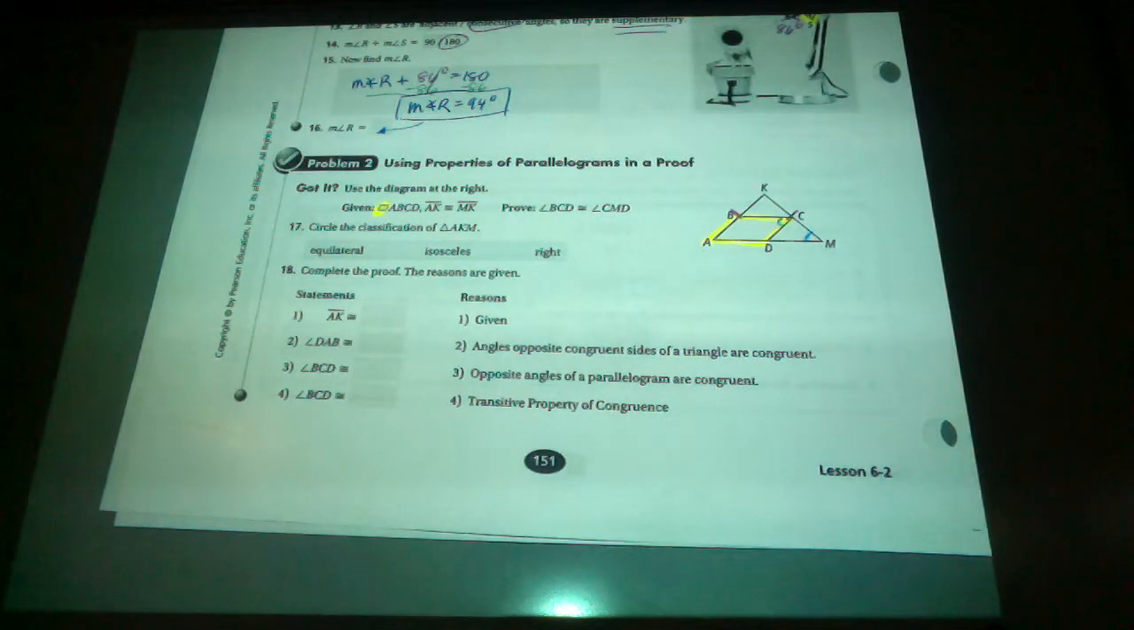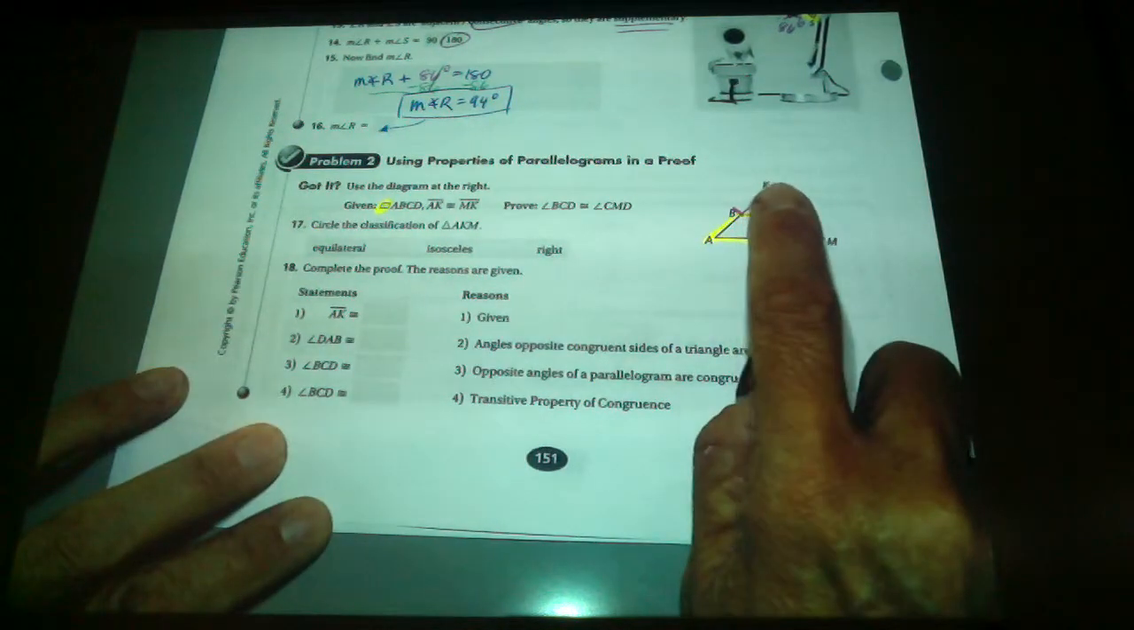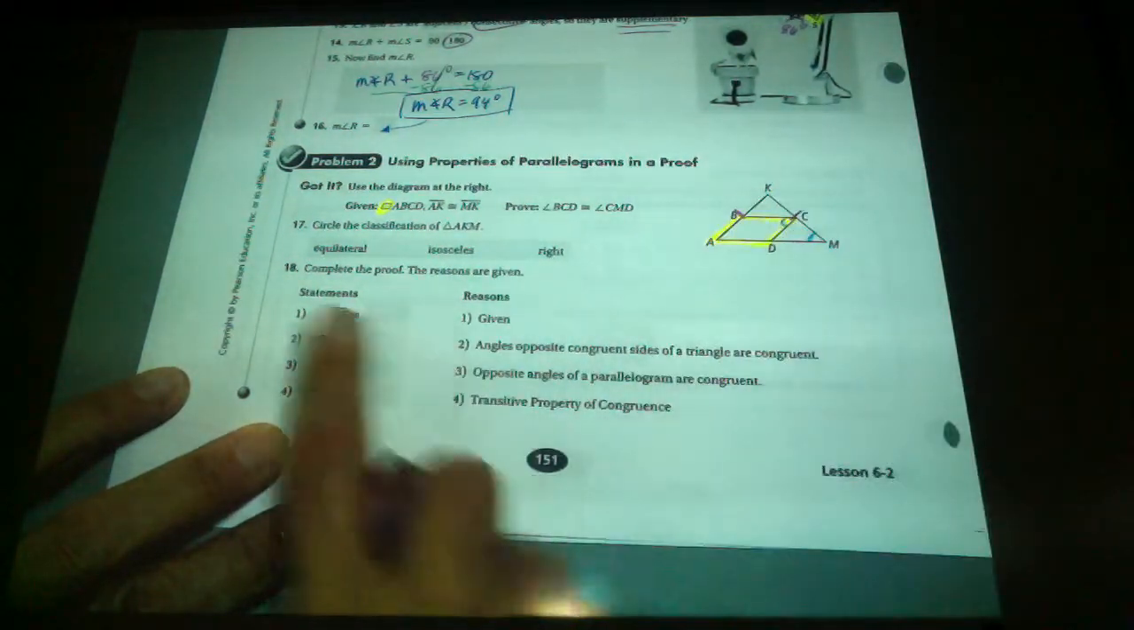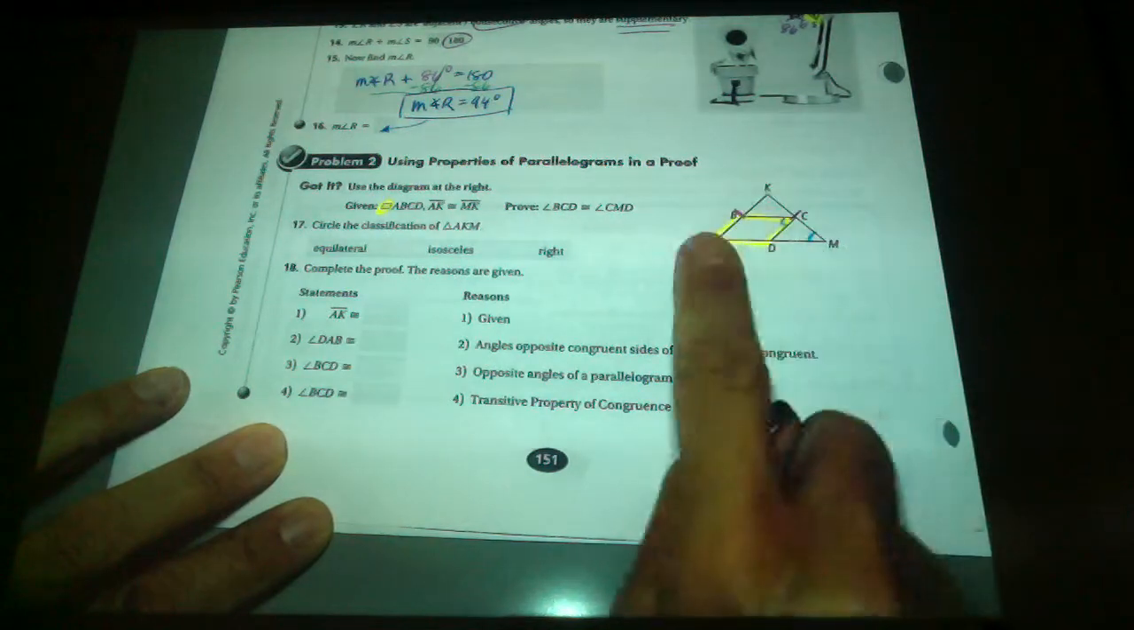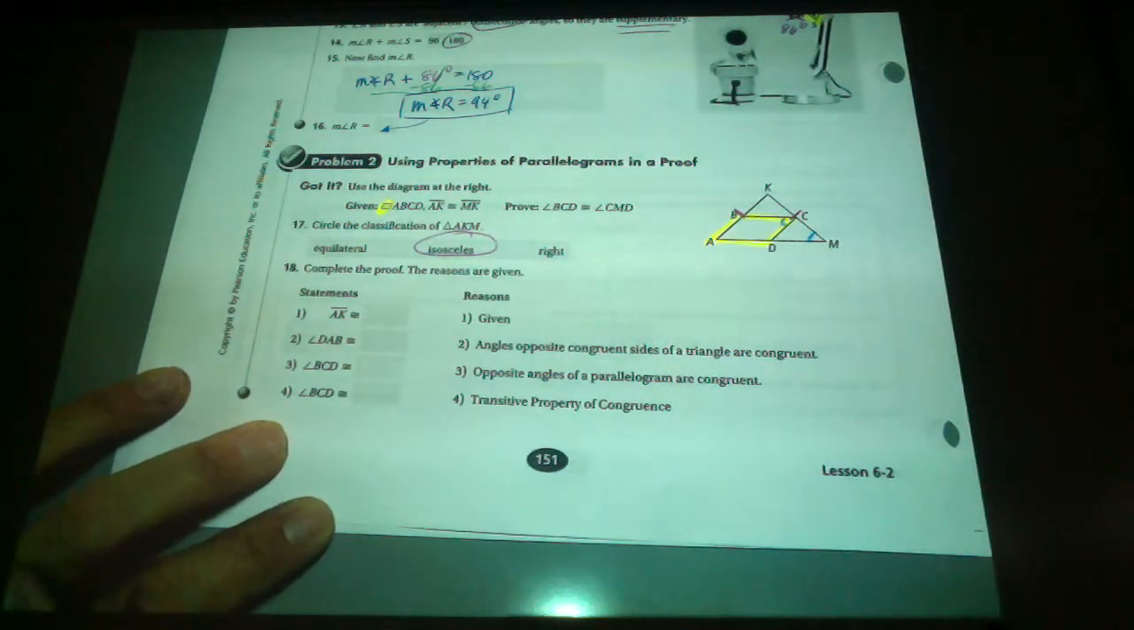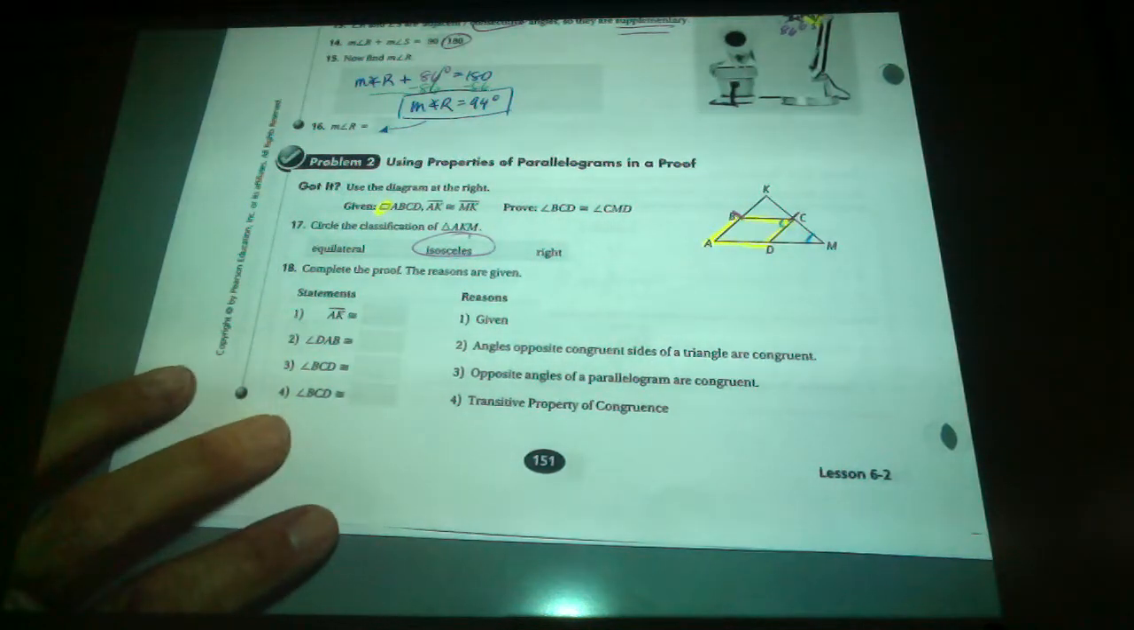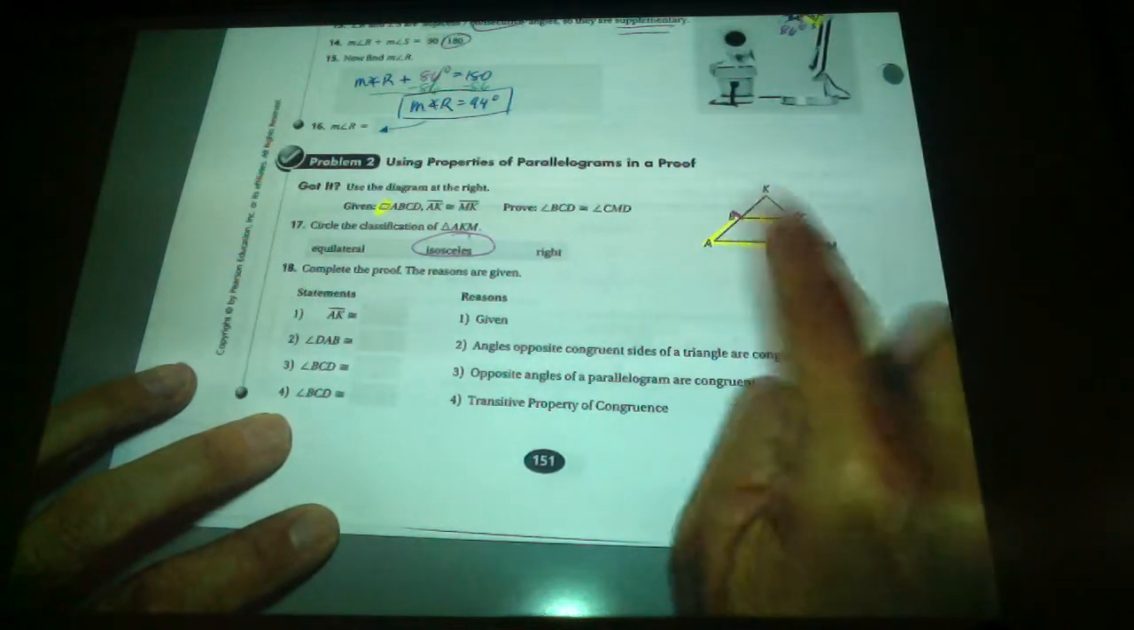All right, so let's watch how they go about it. Circle the classification of triangle AKM. So the overall outside triangle AKM, what kind of triangle is it if this side is equal to this side? So it is isosceles. Don't we know a lot of stuff about isosceles triangles? What do we know about isosceles triangles?